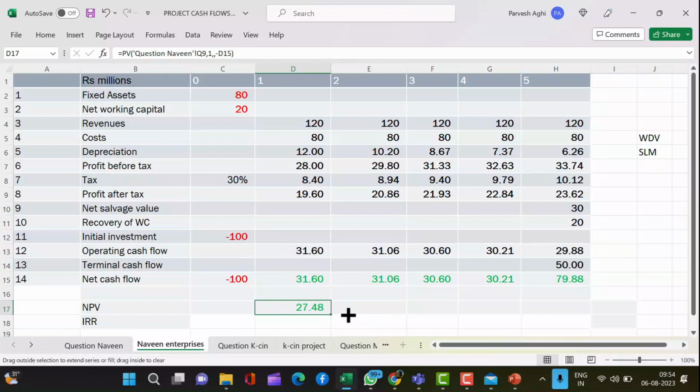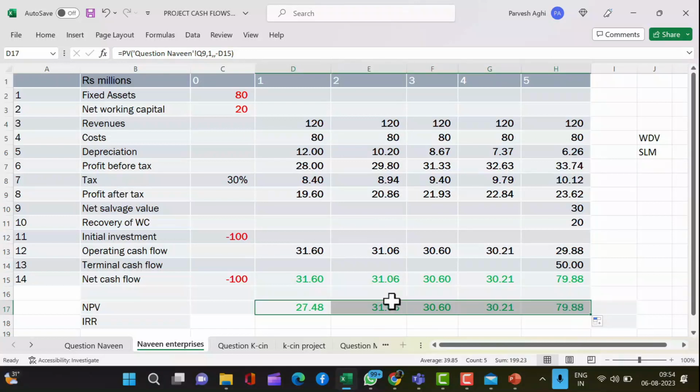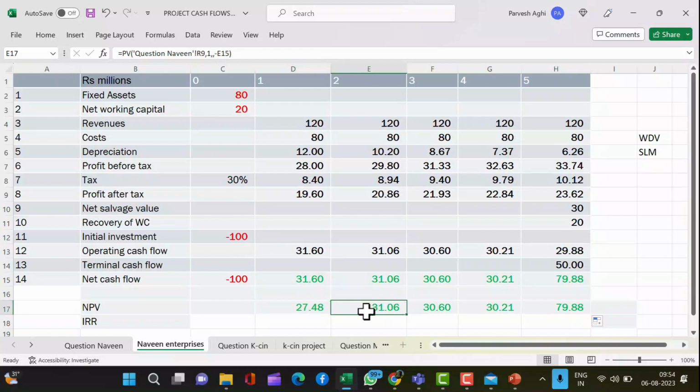Then I'm just going to copy all this like this. Okay. Fine. So here what I'm going to do is make it 2. Fine. 2.